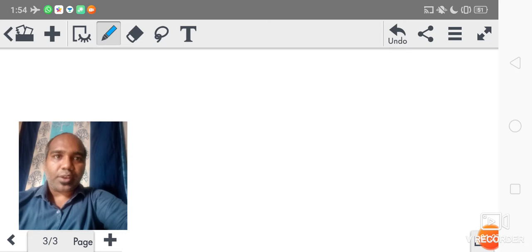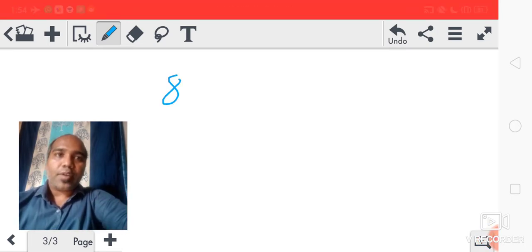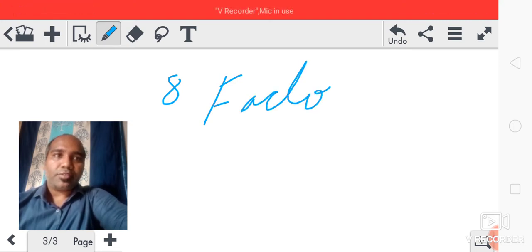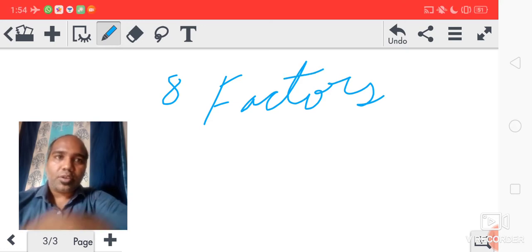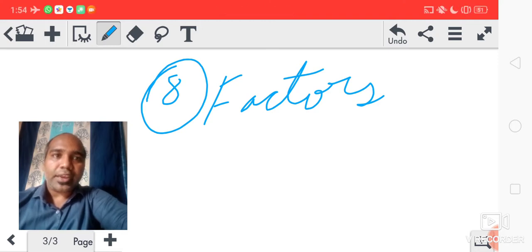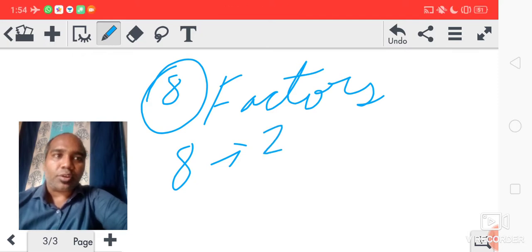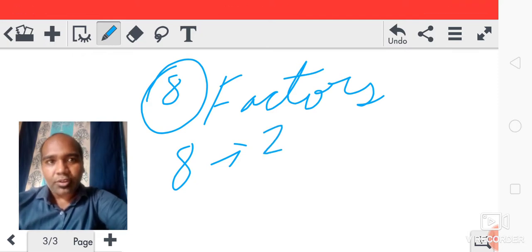Suppose I ask you, what are the factors of 8? What do you mean by that? Multiples we saw yesterday; now today we are going to discuss factors. So what are the factors of 8? 8 will come in which number's table? 8 comes in the table of 2. 2 4s are 8, we get it or not? So 2 is a factor of 8.